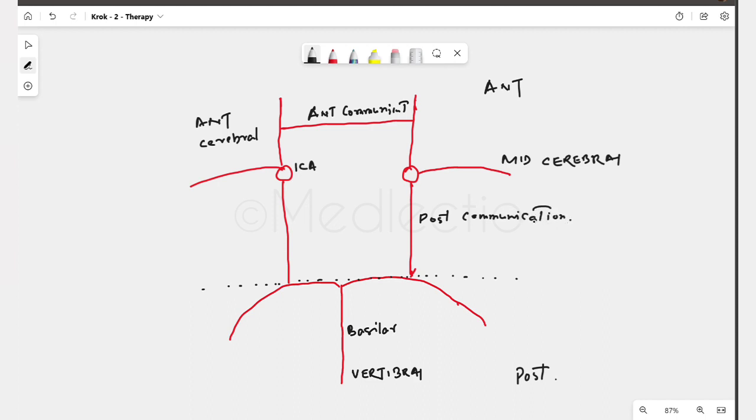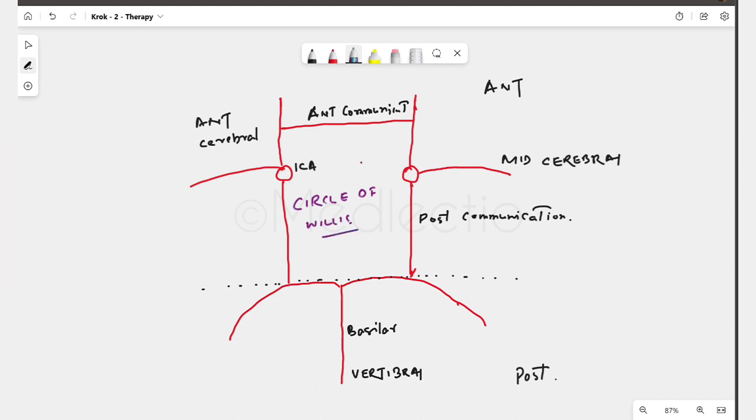There is one very common question you can expect in FMG more than Krok: which artery is not a part of the circle of Willis. The middle cerebral artery, you can see, is just a lateral artery, so it is not included in the circle of Willis. So this is the circle of Willis.